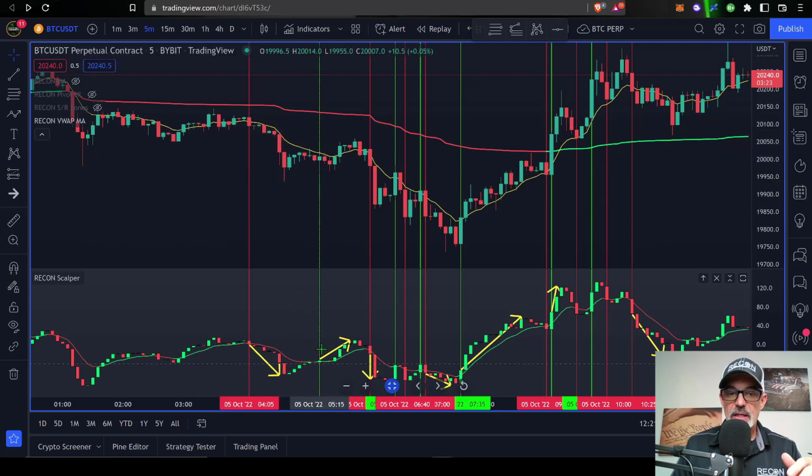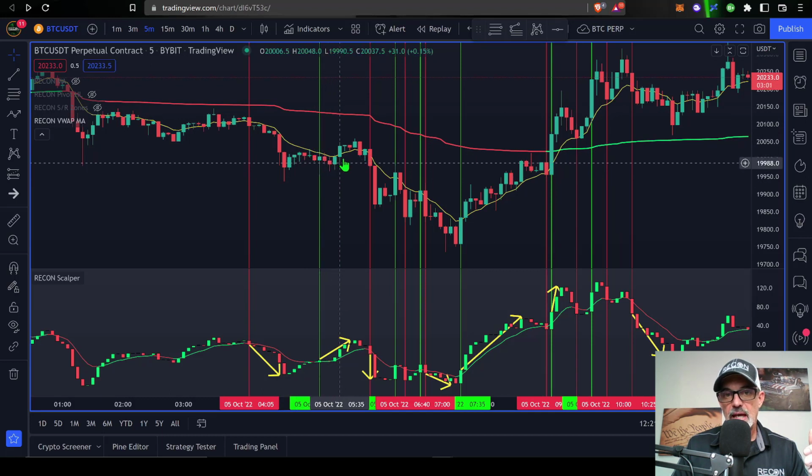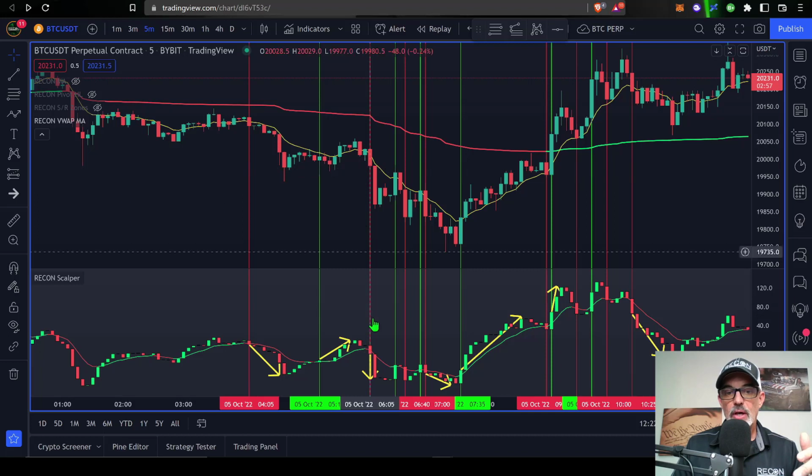Now on the flip side, we get a green cross above the moving average on the Recon Scalper indicator. However, where is price in relation to the actual moving average and VWAP? It's below both. So that's a trade I would not take. And as you can see, the price actually moves down and eventually ends up selling off with another opportunity on the indicator to get short.